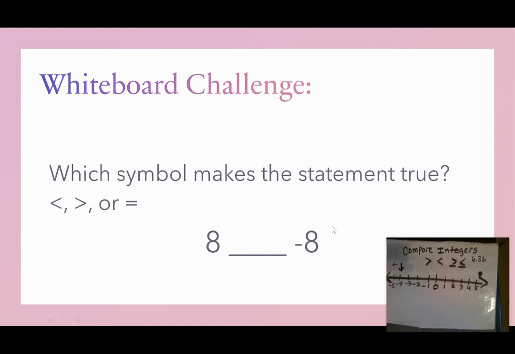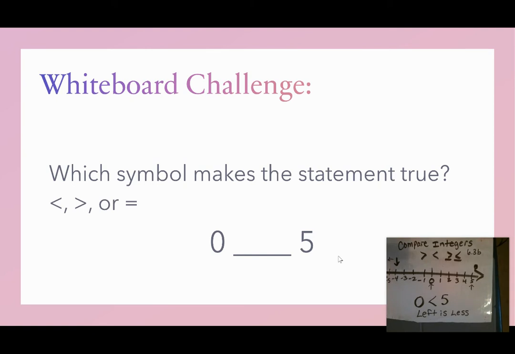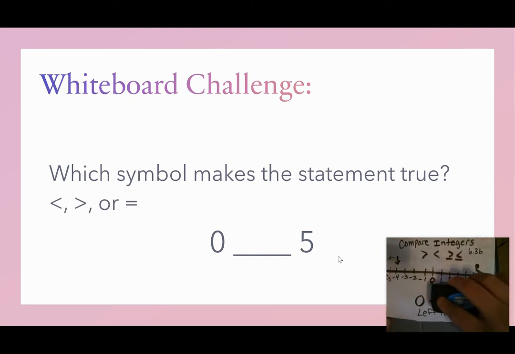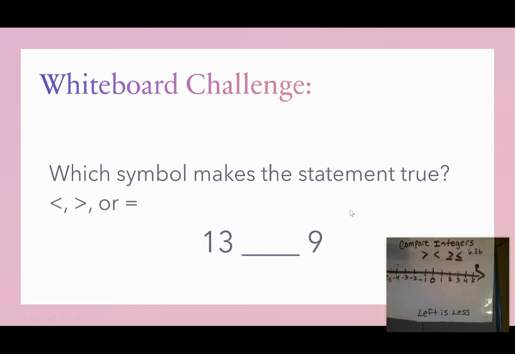All right. 0 and 5. 0 is less than 5. 0's right here. 5's over here. 0 is less than 5. 0's on the left. Left is less. Left is less. That will help when we get into just negative numbers. Left is always less.